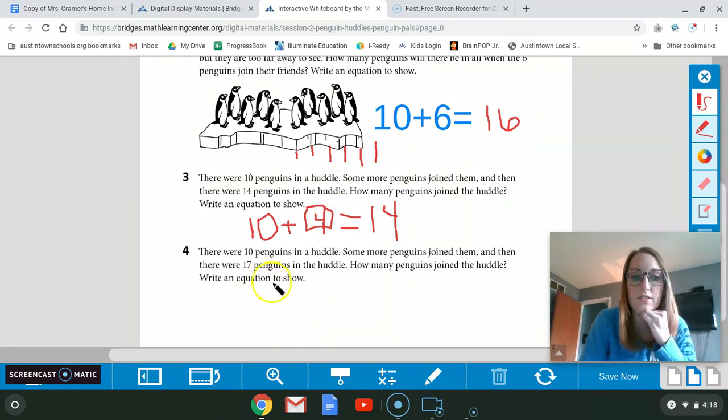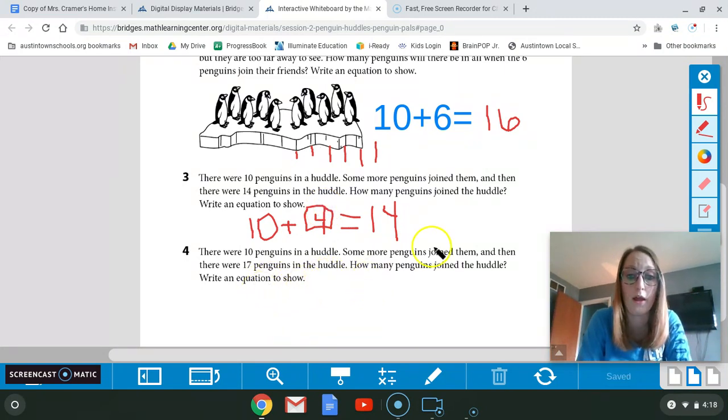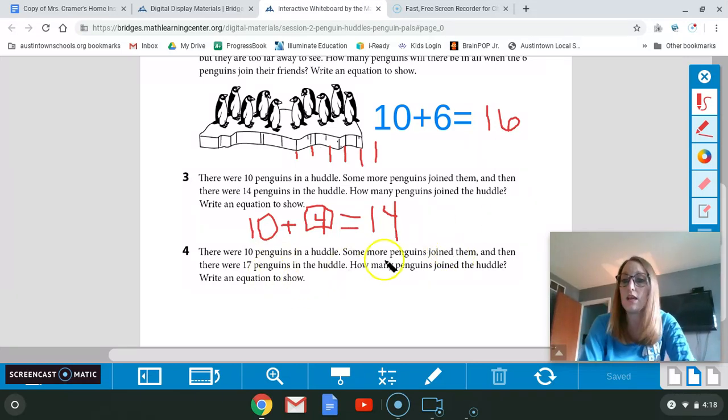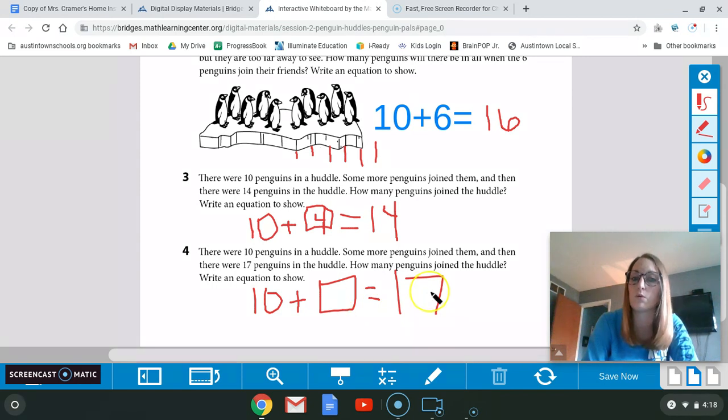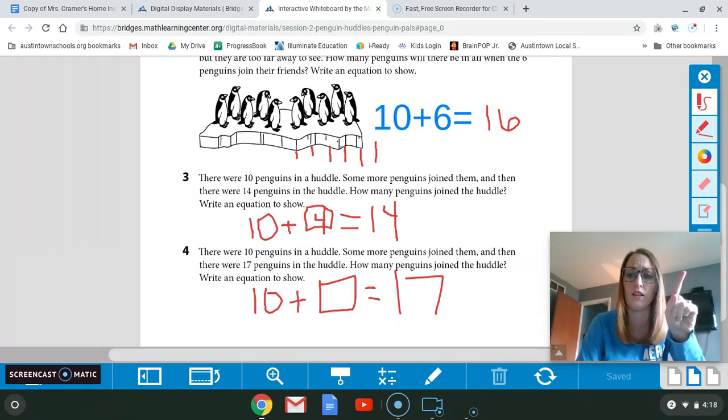Very good. This one says there are 10 penguins in a huddle. So some more penguins joined them, and then there were 17. So it's the same thing as above. How many did I start with? Good, I started with 10. And then some joined, so is it plus or minus? It is plus, very good. And then we got some more that joined, and now in the end, how many do they have? 17, very good. So 10 plus some more equals 17. What goes in this box? I bet you already know, because I know my kids know 10 and some more that gets to 17 would be 7. Very good. But if you didn't know, you could say 10 in your head. Count on 11, 12, 13, 14, 15, 16, 17. How many fingers? 7 fingers. Very good. Okay, we're going to do one more page.